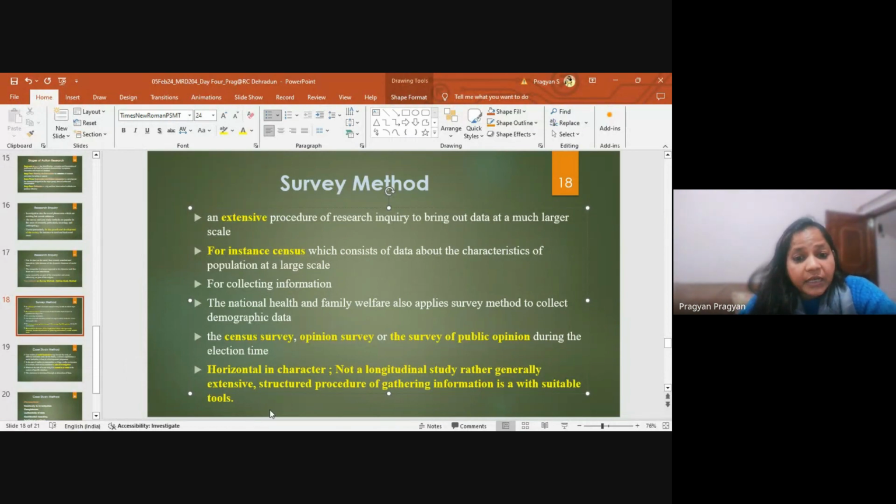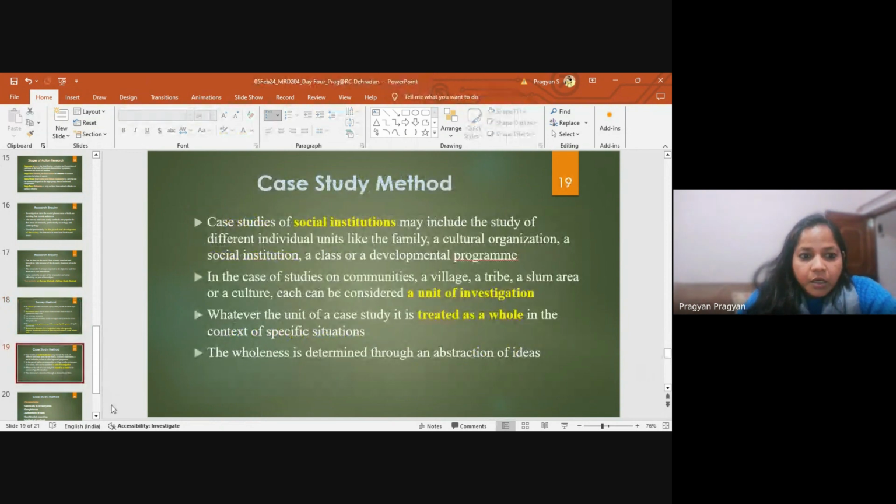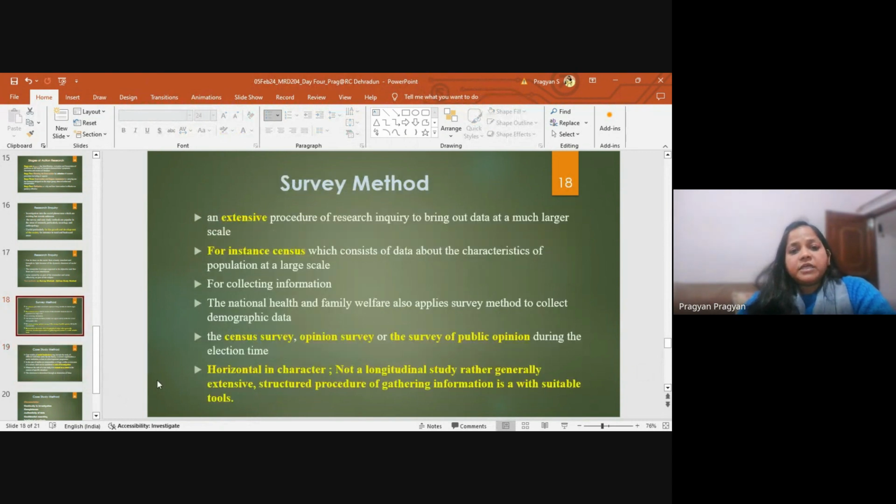And how do you measure that? You measure that with the help of a structured schedule of questions, giving you an opportunity to gather every basic piece of information regarding the general population. That means the survey method is extensive in the sense that it gives you a fixed structure of questioning and inquiry. You are bound to follow this structured schedule of questions.